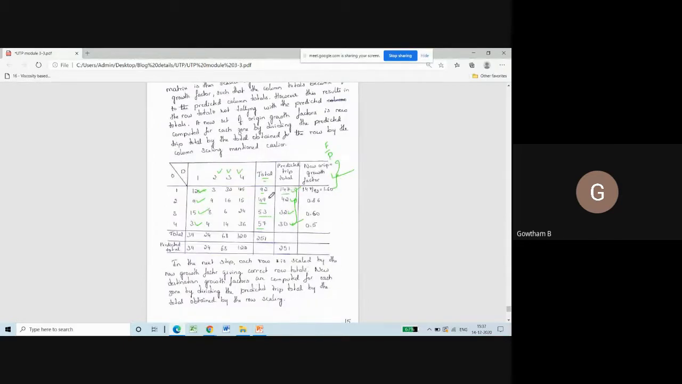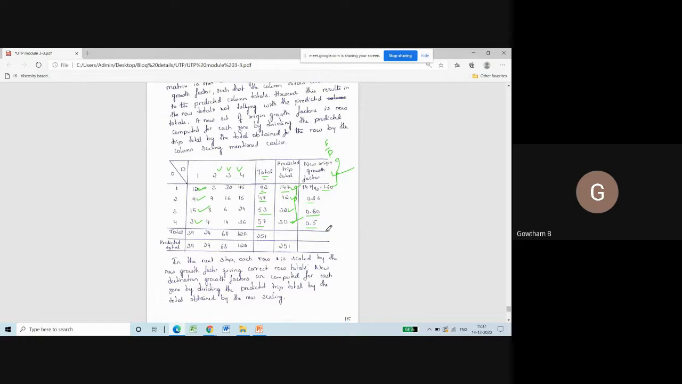After that, you calculate this new column, called the new origin growth factor, using the same formula, future trips divided by present trips. In this table, future will be 147, present will be 92, correct? Therefore, 147 divided by 92 is 1.6. 42 divided by 49 is equal to 0.86. 32 divided by 53 is equal to 0.6, and 30 divided by 57 is equal to 0.5. This is the second iteration in this problem.